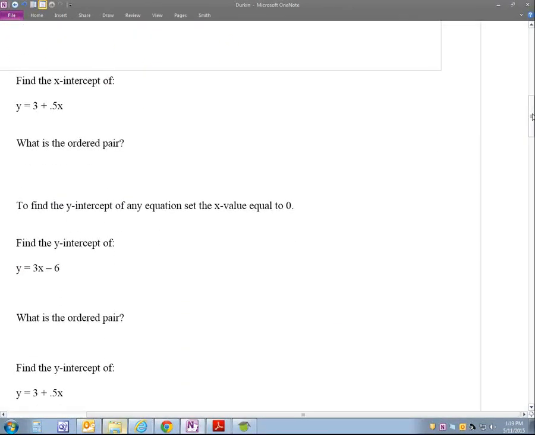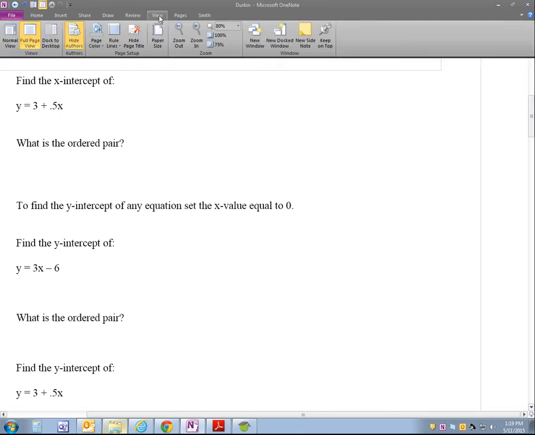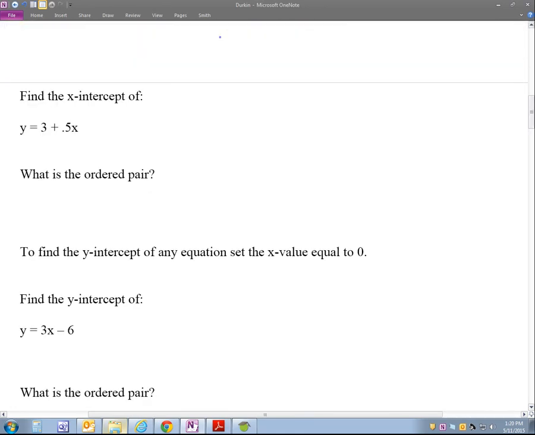All right, find the x-intercept of this different linear equation, which is y equals 3 plus 0.5x. Let's zoom in a little bit here. What are we trying to find? We're trying to find x, so that means that y is going to be 0. So we have 0 equals 3 plus 0.5x, when we're trying to find the x-intercept.